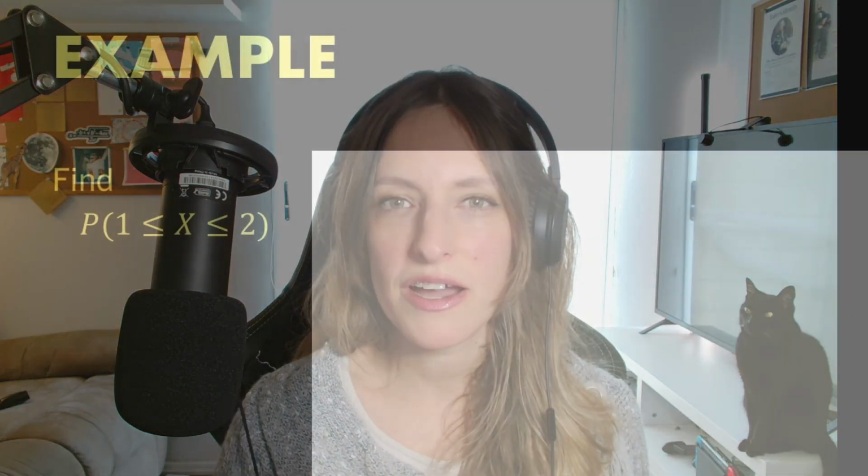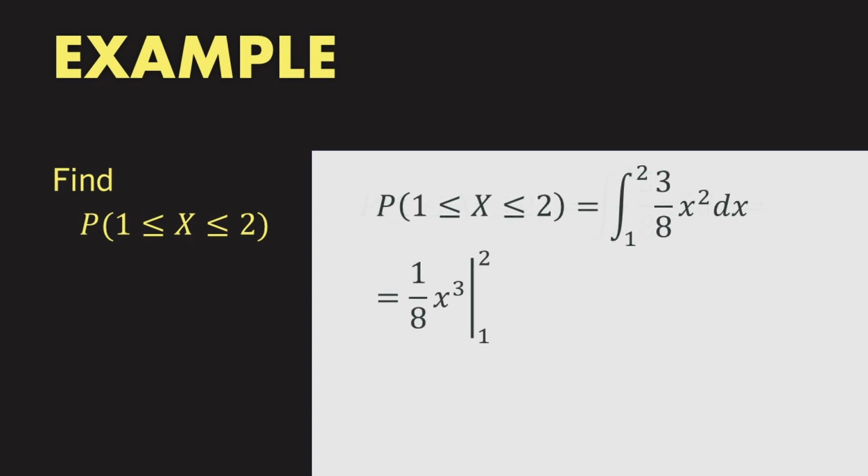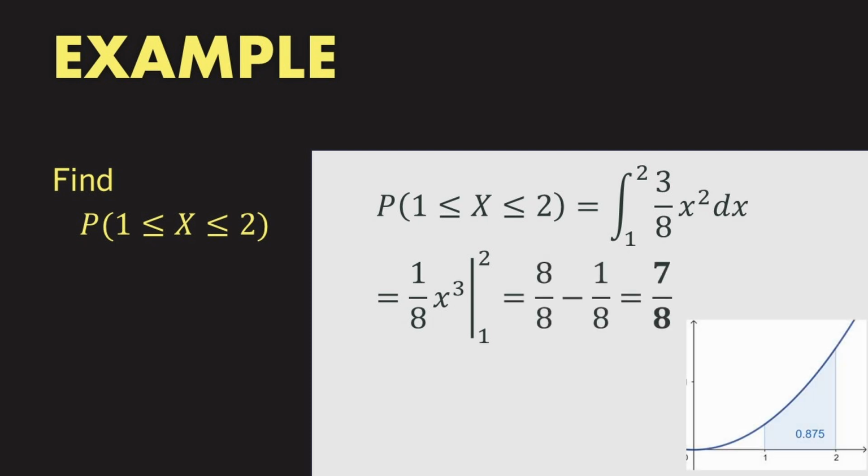Now, let's say we have x, which is the random variable that's associated to this function, and let's calculate the probability of x being between 1 and 2. For that, we want the area under the curve between 1 and 2, so we want the integral between 1 and 2 of our density function. We already know that the primitive of this function is 1/8 x cubed, so we're going to be evaluating 1/8 x cubed in 2 minus that in 1, and if you do that, you end up with 8/8 minus 1/8, which is 7/8. That is the probability of this random variable being between 1 and 2.